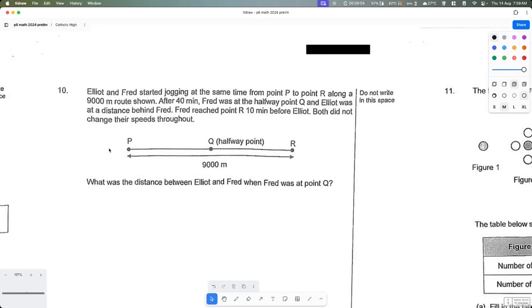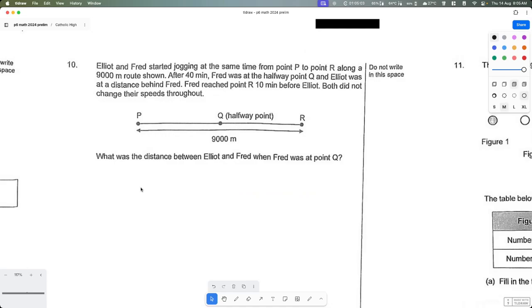Question 10. It says here Elliot and Fred started jogging at the same time from point P to point R along a 9,000 meters route shown. After 40 minutes, Fred was at halfway point Q and Elliot was at a distance behind Fred. So Fred reached point R 10 minutes before Elliot. Both did not change their speeds throughout, so it's constant speed. What was the distance between Elliot and Fred when Fred was at point Q?